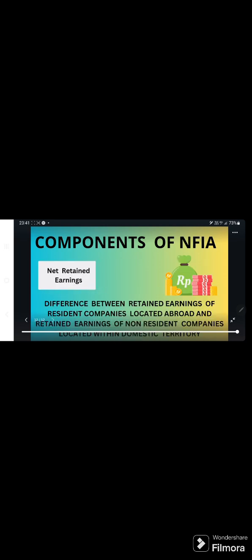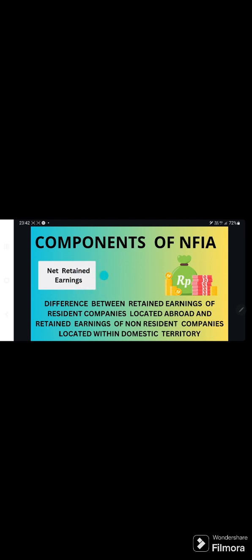The third component is net retained earnings, that is the undistributed profits of a company, which the company reserves either for paying the corporation tax or it reserves it for paying the dividends. So how do you find out the net retained earnings? It is the difference between retained earnings of the resident companies located abroad and the retained earnings of non-resident companies located within the domestic territory. That will give us the net retained earnings. So again, remember, it's the difference between from minus to that will give us net retained earnings.